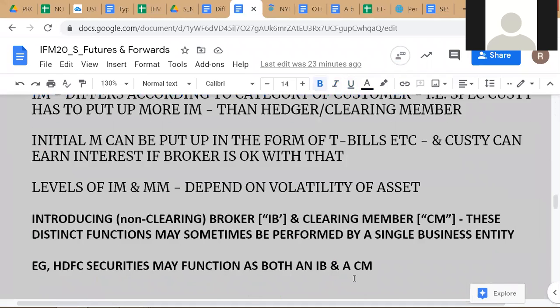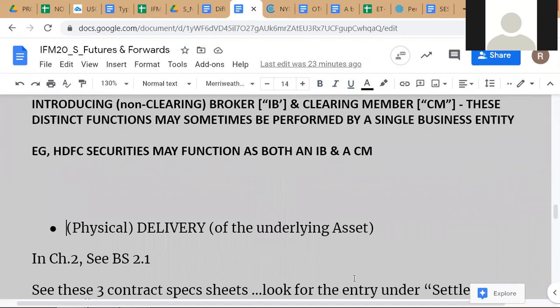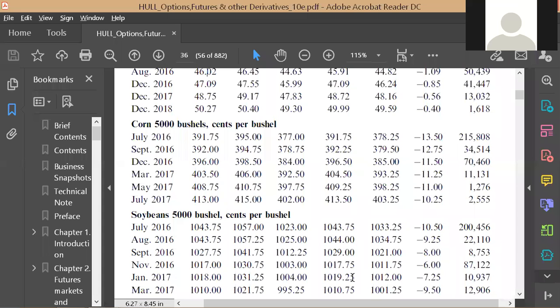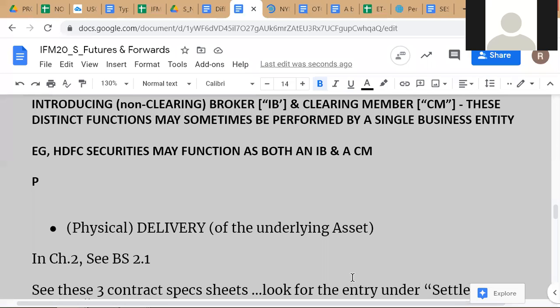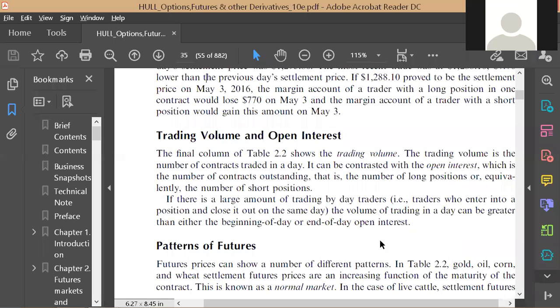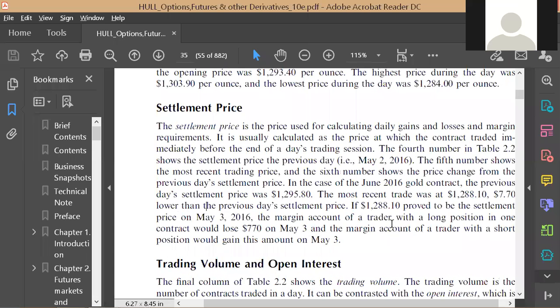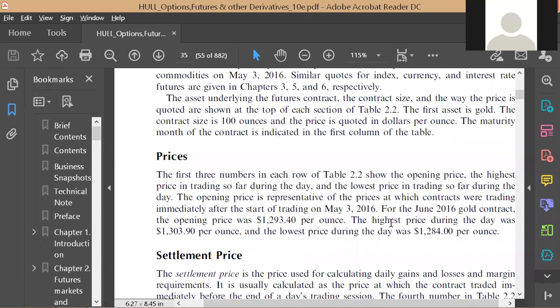Let's add certain different terms here before we come to delivery. Page 35. What is the page here? So we'll continue with this topic and then we'll move on quickly to the case study that we have.